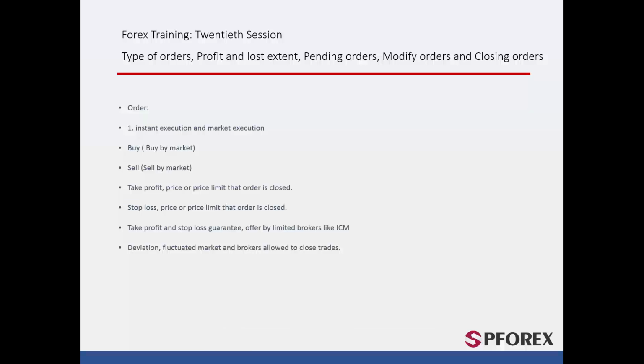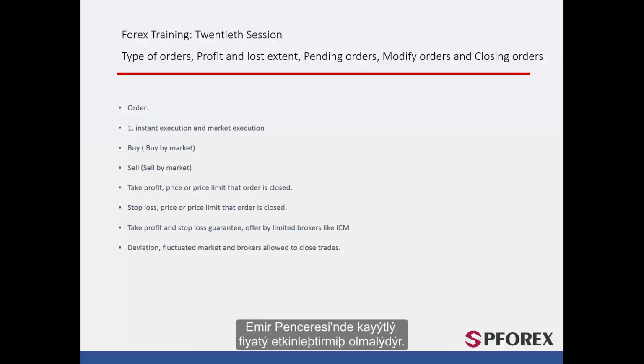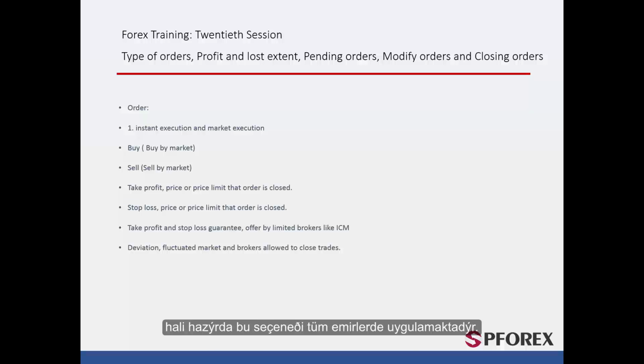Deviation. When market price fluctuates extremely, a trader cannot open or close an order at the exact desired amount. Thus, price change or requote happens. To allow a broker to close or open an order at an approximate amount close to the desired price, a trader should enable the quoted price in the order window. This option is available on brokers which provide instant execution orders. Brokers who offer market execution orders already apply this option to all orders.